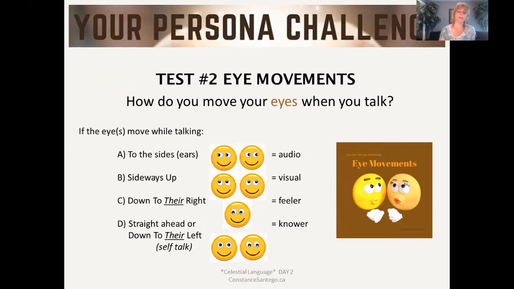Now, when I had the college and I was teaching for all those years, of course, I was doing a lot of this stuff. And what I found is when people were always straight on, they just answered you straight on, they were always the knowers. Now, in neuro-linguistic programming, when they look down to their left, they call it self-talk. But again, that would be knower stuff. They're talking to themselves. So to the sides, audio; up, visual; to the right, feeler; to the left or straight ahead, knower. Now, of course, in the programs that I teach, we get into this a lot more. But you're more than welcome to take a screenshot and start practicing this with a person, whether it's to their right or left, or however they're doing it.